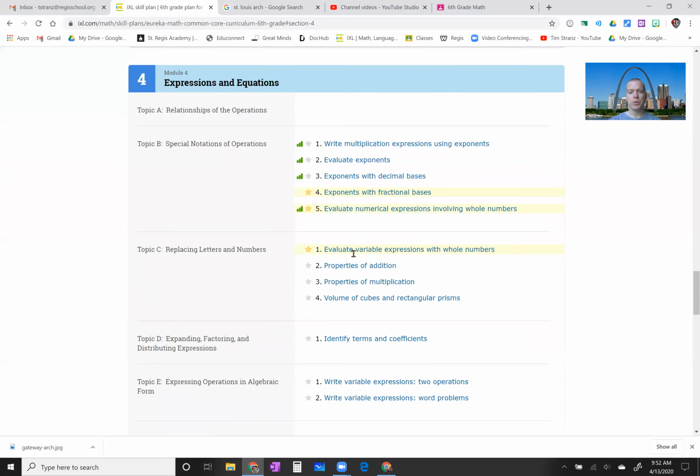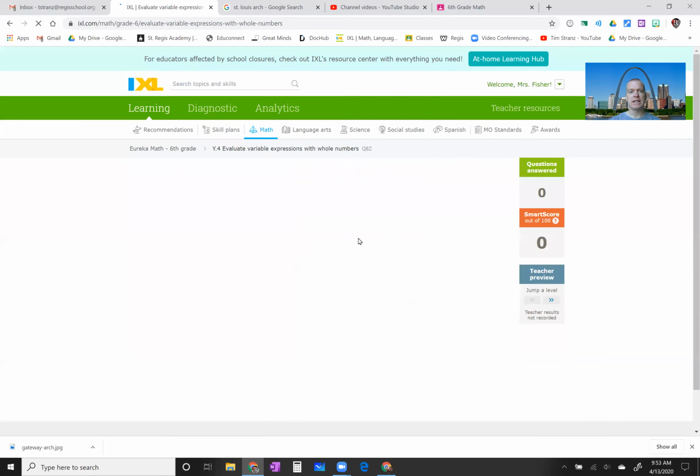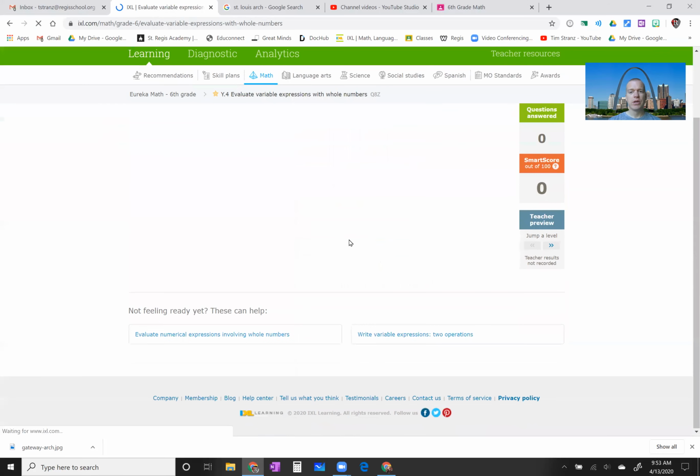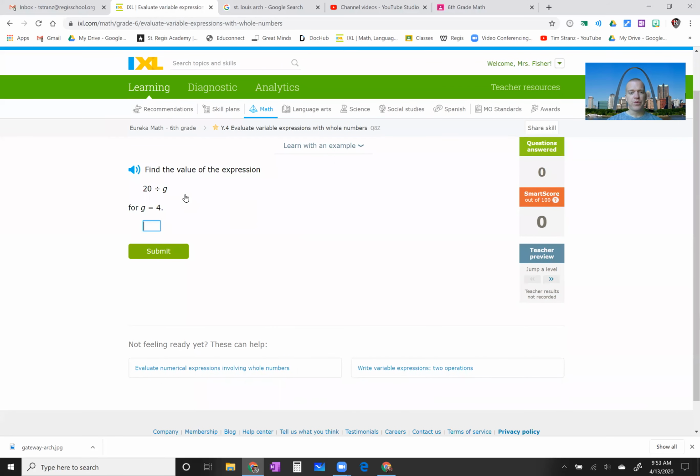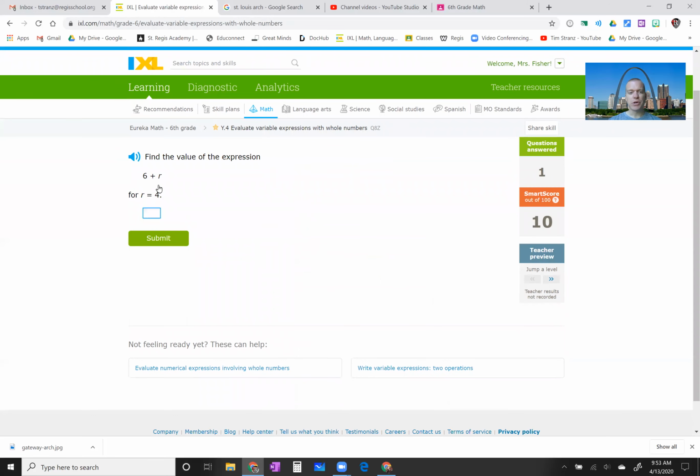Module 4, and evaluate variable expressions with whole numbers. So this is not as hard as it sounds. Find the value of the expression. You got 20 divided by g, and it's telling you that g equals 4. So if you just replace g with 4, you're going to have 20 divided by 4, which is 5, right? Let's look at another one. You got 6 plus r, it's telling you that r equals 4. So 6 plus 4 would be 10.